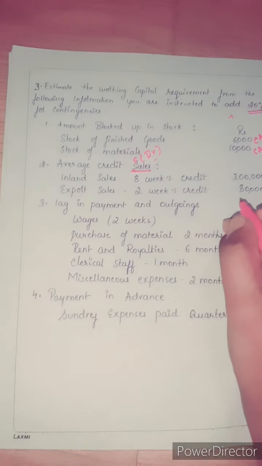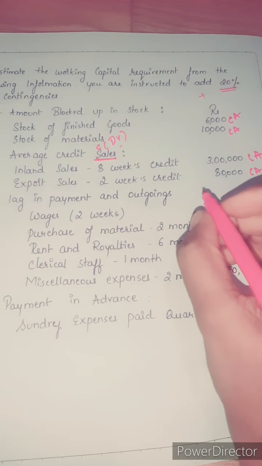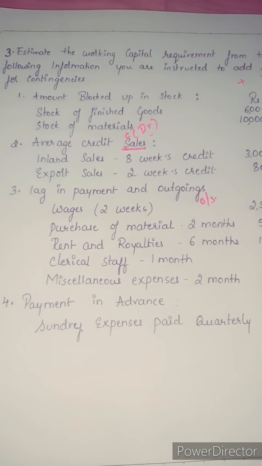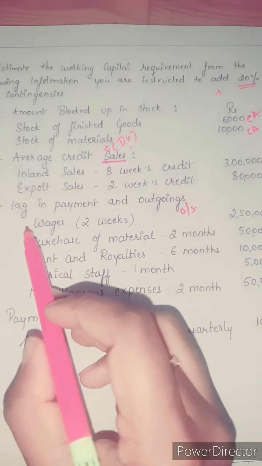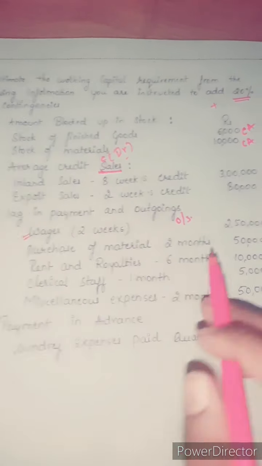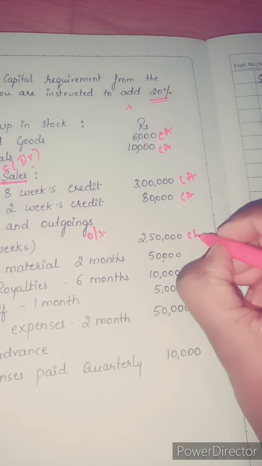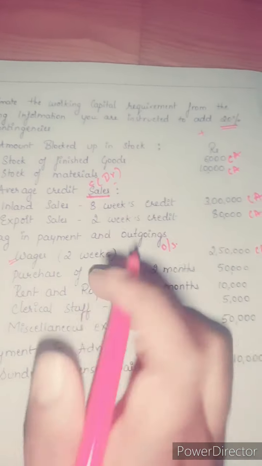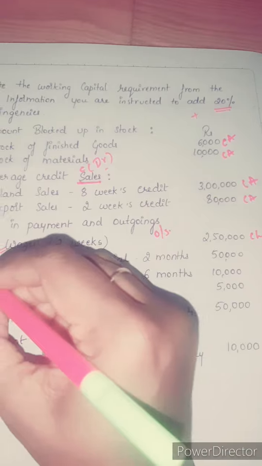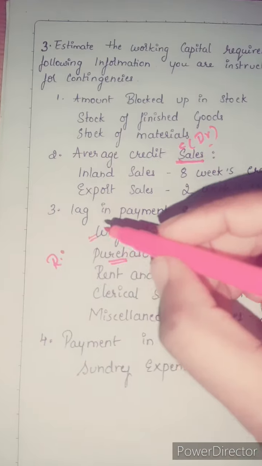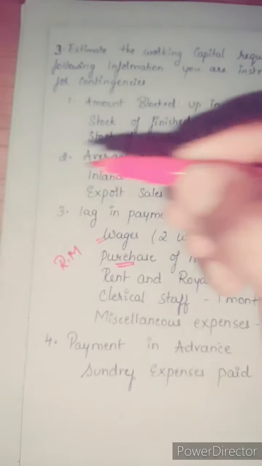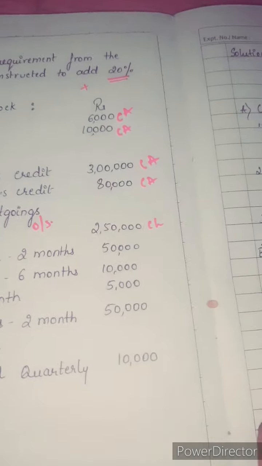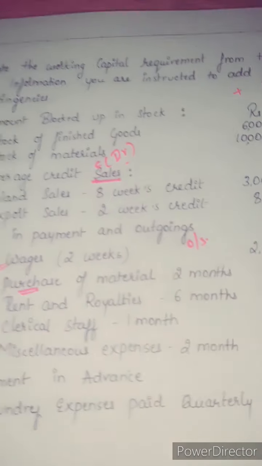Next is lag in payment and outgoings. Outgoings in the sense of outstandings or delay in payment. Delay in payment or outstanding wages leads to current liability. Next, purchase of material. What is the concern doing? The concern is purchasing raw materials, that leads to credit. So when it is said as credit, it deals with current liability.